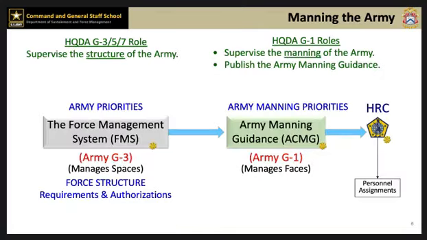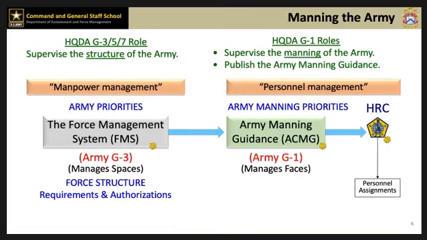Let's take a look at manning the Army. Okay, the big takeaway here is that you understand the difference between manpower management and personnel management.